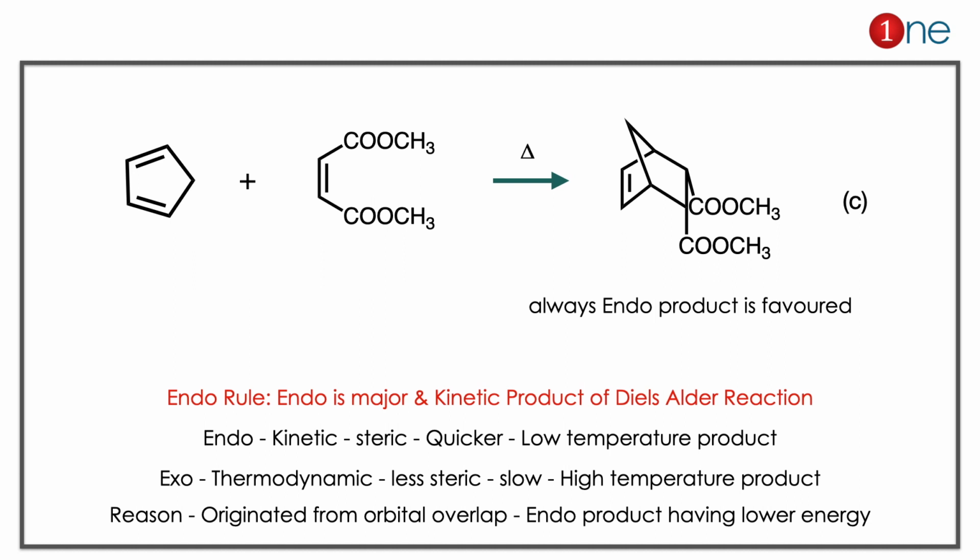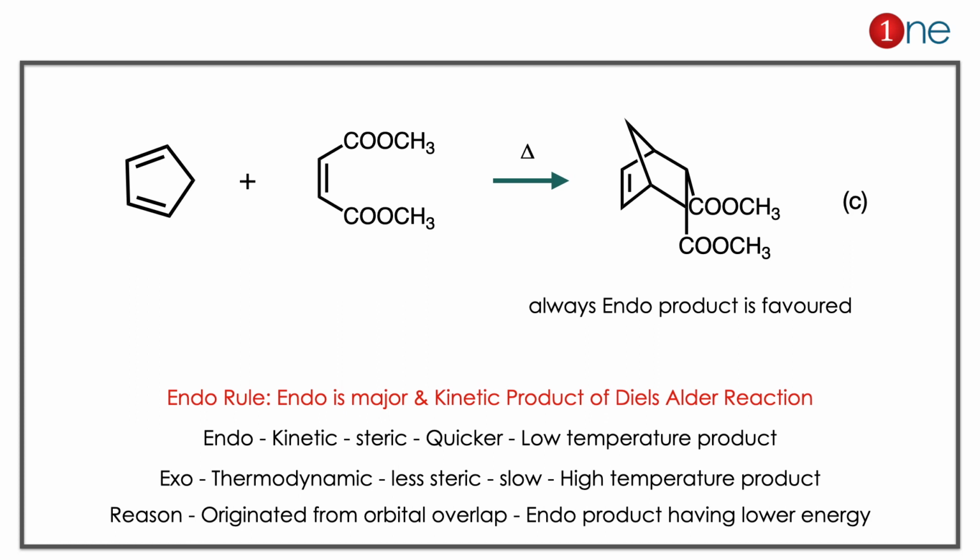Here the reaction is a simple Diels-Alder reaction, but you should know the fact that the endo product is always formed. It is called the endo rule. The endo product is the kinetic product because it is quicker and it is the low temperature product, so it is considered kinetic. Exo is thermodynamic, less sterically hindered, slow and favored at high temperature. Here, just heating it up, so we expect endo as the main product.